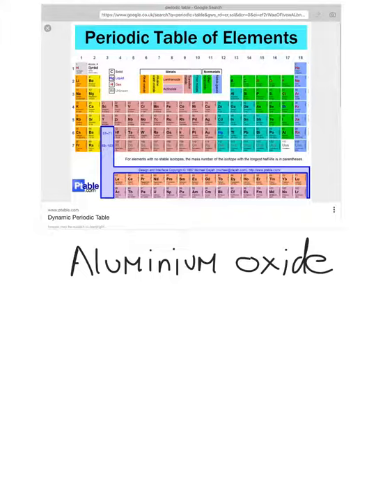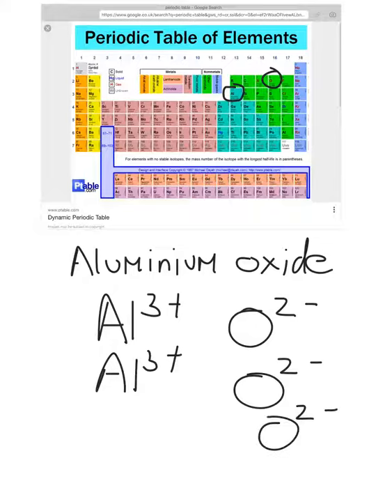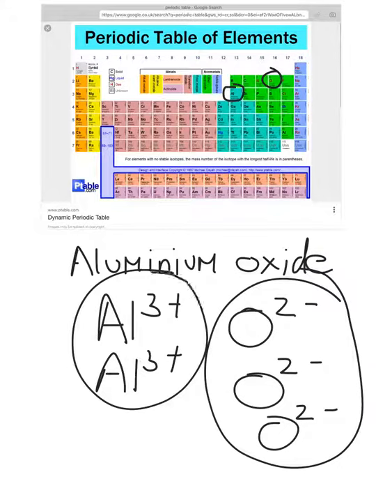And aluminium oxide. Aluminium is here in group 3, so Al3+. Oxygen is in group 6, so O2-. So I need another minus, first of all. So now I've got 4 minuses, 3 pluses. So I need more pluses, Al3+. Oh, I've got 6 here, but only 4 minuses for oxygen. So another O2- there. And now I've got 6 minuses here and 6 pluses there. So it is Al2O3 like so.